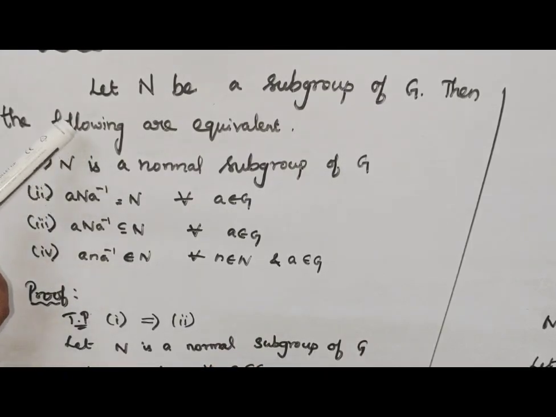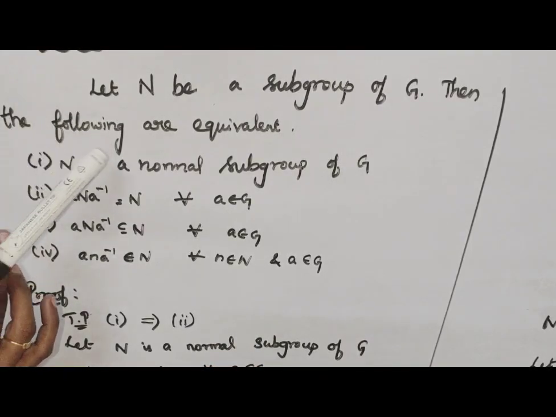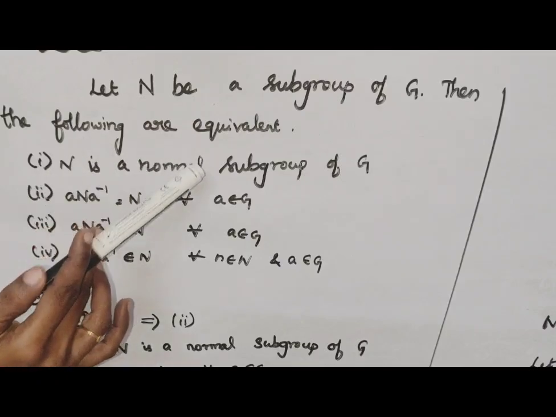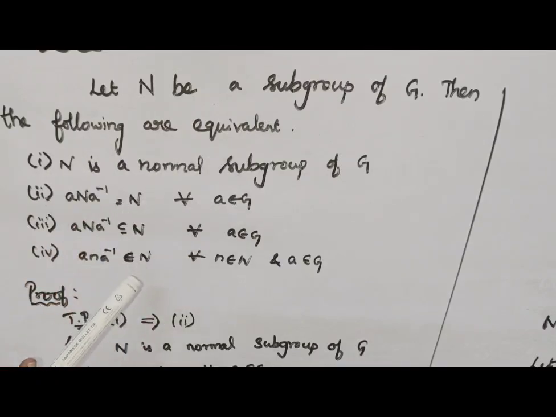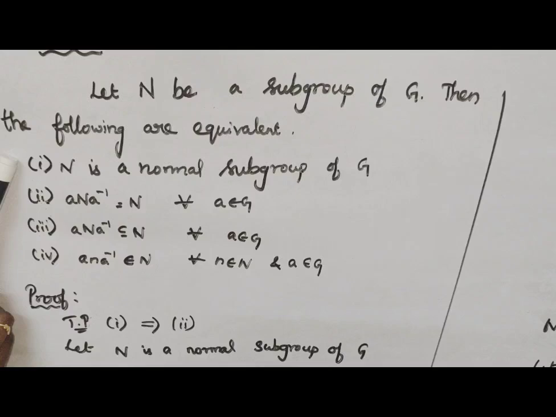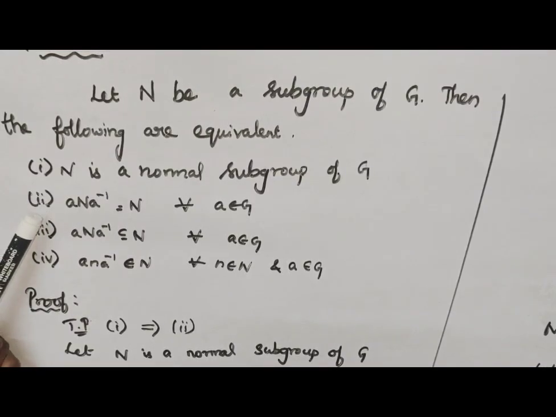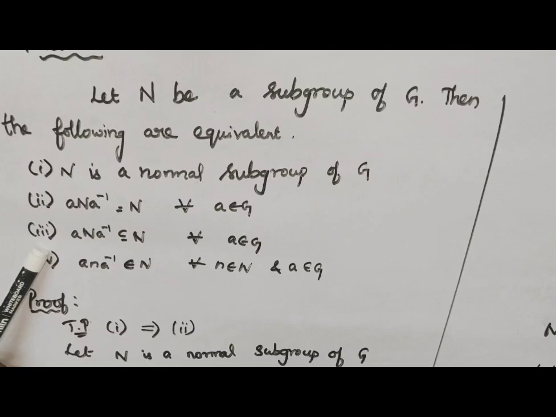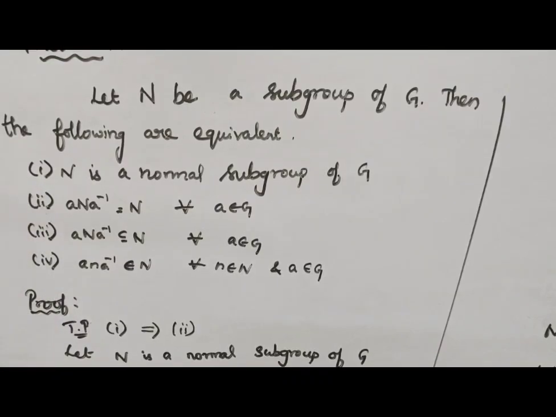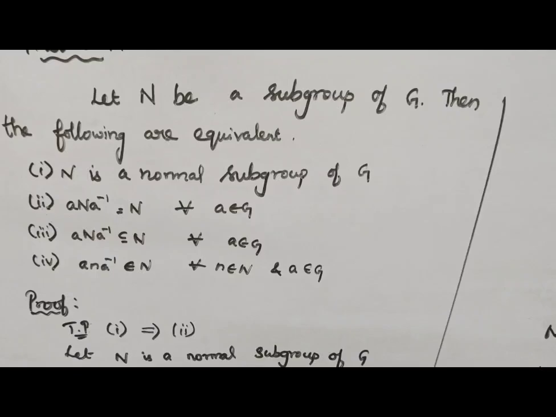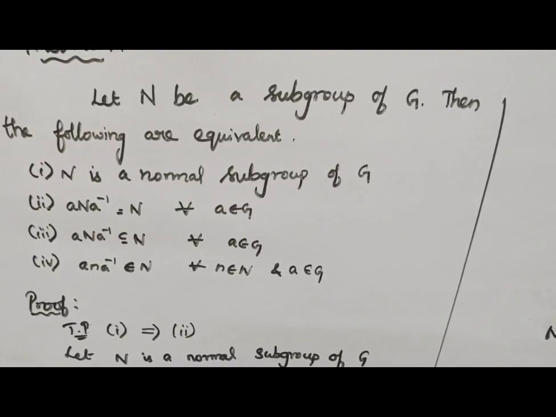In this theorem, we are asked to prove that the following four conditions are equivalent. How is it equivalent? Assume the first condition and prove the second condition. Next, assume the second condition and prove the third condition. Next, assume the third condition and prove the fourth condition. And finally, assume the fourth condition and prove the first condition. Then the four conditions are equivalent.